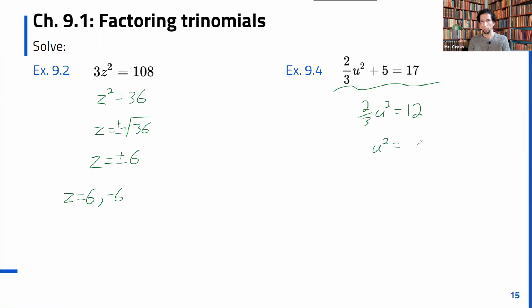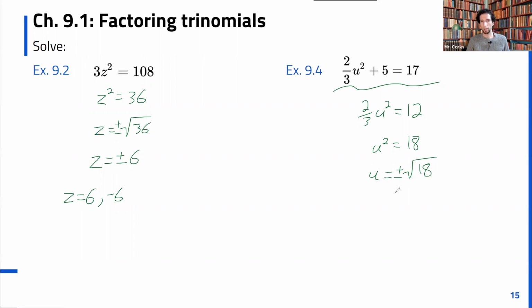So multiplying 12 times 3/2, what will that give us? 12 times 3/2 is 18. Okay, 18. All right, so 18 there, u is equal to plus minus root 18.